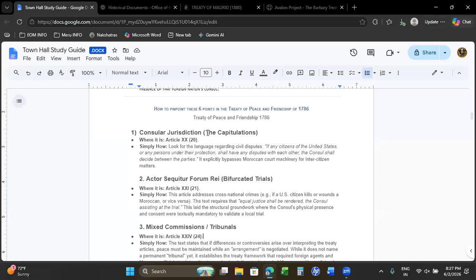If any citizen, and this is the quote, if any citizen of the United States or any person under their protection shall have any disputes with each other, the consul shall decide between the parties. So here we go with the consul. Identify the consul, right? It says it explicitly bypassed the Moroccan court machinery for inter-citizen matters. So this is indicating that if a government has a judge here, right, along with this consul, something is up. Something is going on.